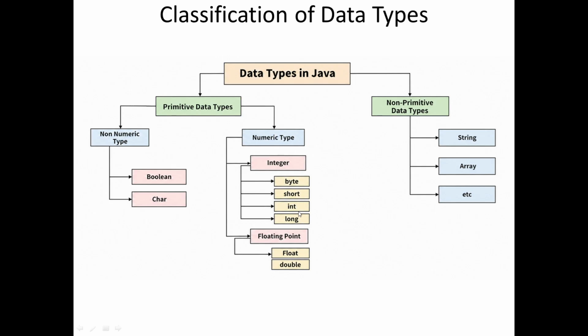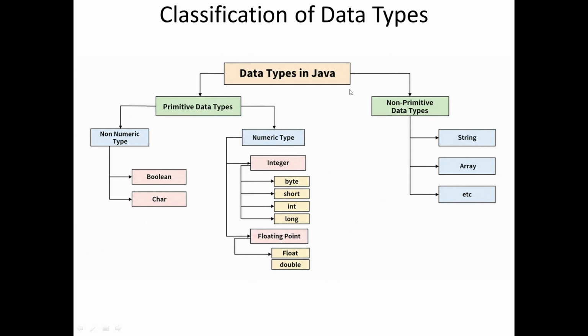One is integer type and another one is floating point type. Byte, short, int and long are the integer types. The difference between these four is the number of bytes required to store the value. If you need fewer bytes, we can use byte, and increasingly short, then int and then long. Similarly for floating point, if you need more values to be represented, you use double. Otherwise, you use the float data type. All these come under primitive.